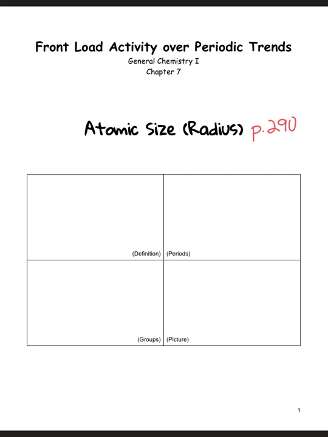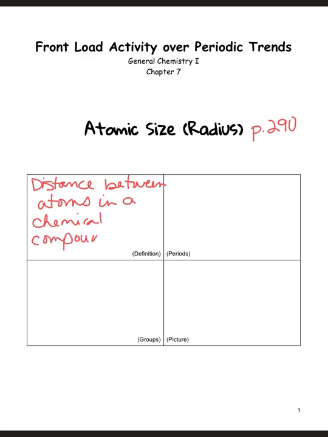The definition is the distance between atoms in a chemical compound. And I'm hoping you guys can read this. My handwriting is terrible anyway, but this makes it a little bit worse. So it is the distance between atoms in a chemical compound. So basically it's just the size of an atom. That's what we're looking at here.